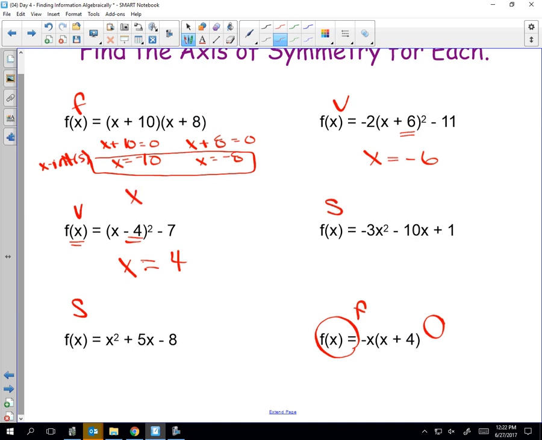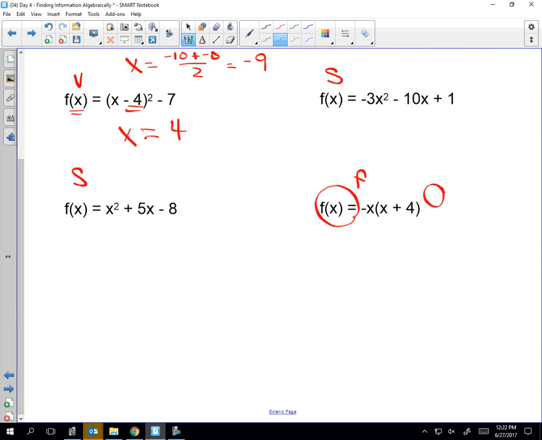So for our axis of symmetry, all we have to do is average those two intercept values. Negative 10 plus negative 8 divided by 2, negative 18 divided by 2, or an axis of symmetry of negative 9. Okay, we've got our second factored form.